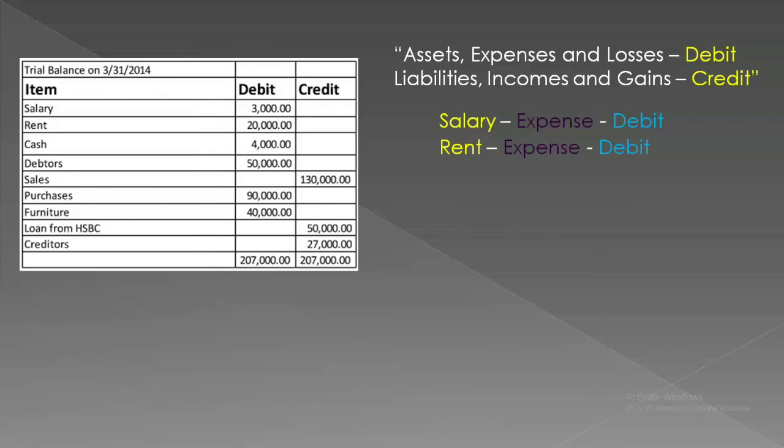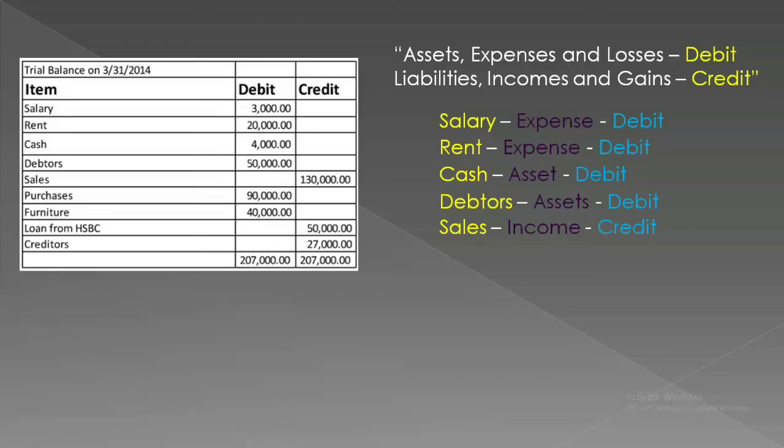Next is cash. Cash is an asset for the business and all assets are recorded on the debit side of the trial balance. Next is debtors. Just as cash, debtors are also assets for the business. Therefore they will also be recorded on the debit side as shown in the picture. Next is sales. During sales, a business earns revenue. Therefore, it is an income for the business and all incomes are recorded on the credit side.